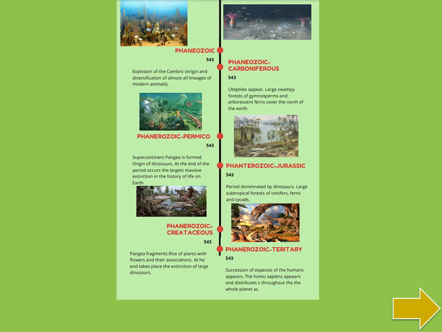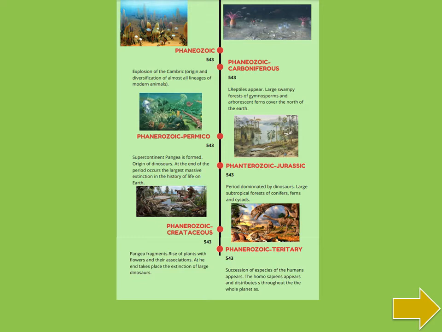The fifth age is the Phanerozoic. It is the same one, but it can be classified in different stages. This is where reptiles appear. Large swampy forests of gymnosperms and arborescent ferns cover the north of the planet. The supercontinent Pangea is formed.